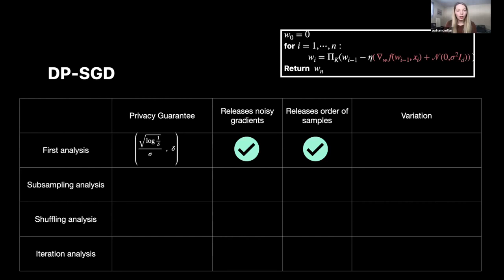Okay, so I'm going to keep track of our privacy guarantee. Obviously, this is our most important thing. I'm also going to keep track of 2 other things. This is whether my algorithm allows me to release the noisy gradients, and also whether it allows me to release the order of the samples, or who I'm interacting with. And these are important for different reasons.